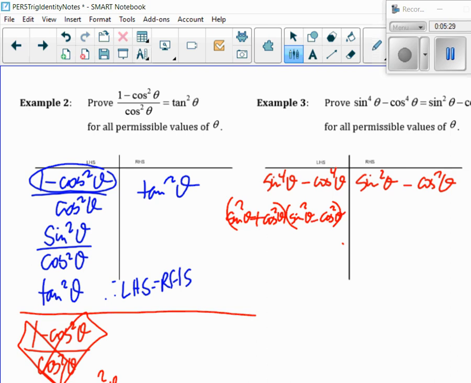And now, do you recognize this identity right here? That's 1, but make sure you show that step. So this is now going to be 1 times sine squared theta minus cos squared theta. And then my last step, of course, is just sine squared theta minus cos squared theta.